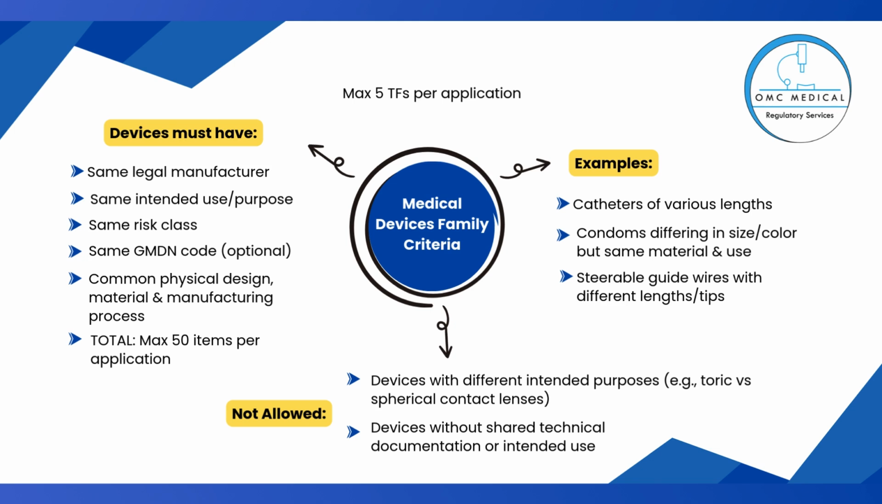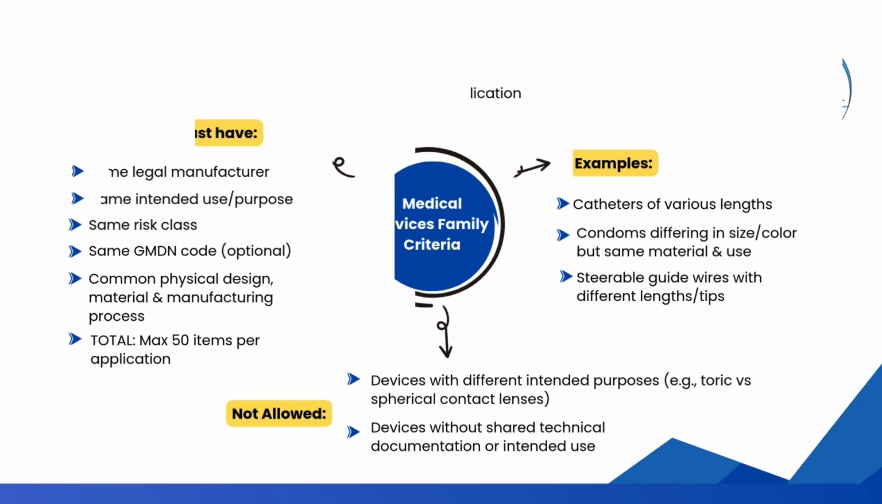Some good examples of this would be catheters that vary only in length, condoms with different sizes and colors but the same use and material, or steerable guide wires with various tip shapes. However, not everything can be bundled. For instance, toric and spherical contact lenses, even though they're both lenses, have different intended purposes and performance characteristics. So, they cannot be grouped in the same family application.